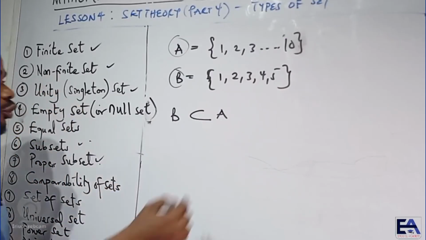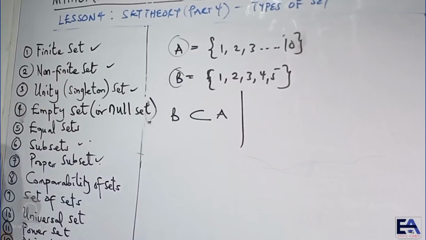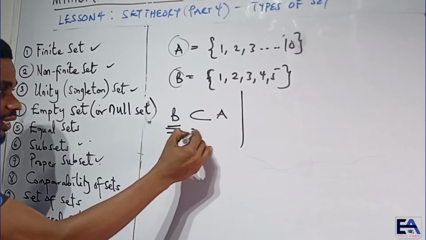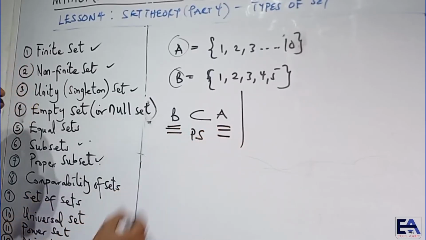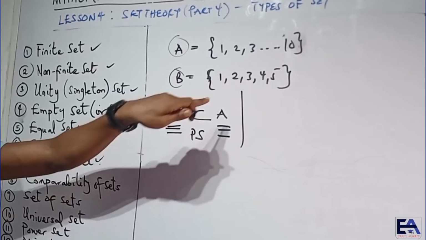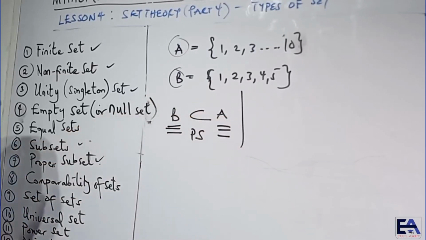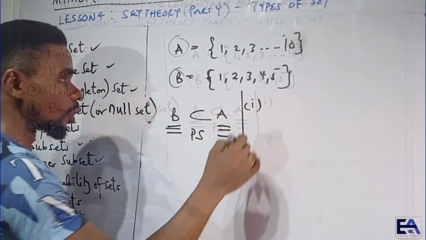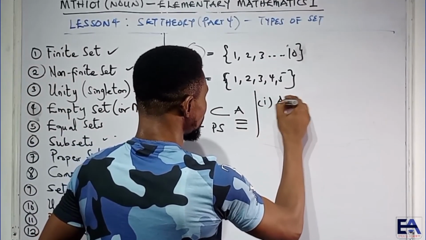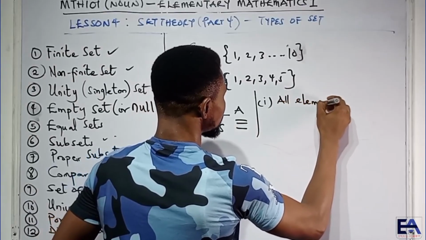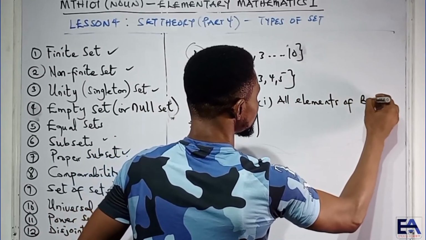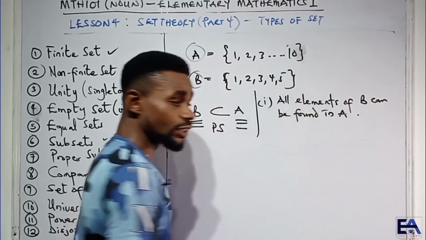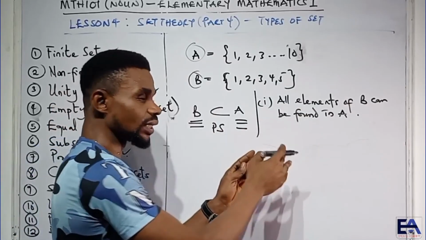You know why? There are two conditions for you to say that a set is a proper subset of another set, for you to say that B is a proper subset of A. Condition number one is that all the elements of B can be found in A. That is the first condition. All the elements of B can be found in A.